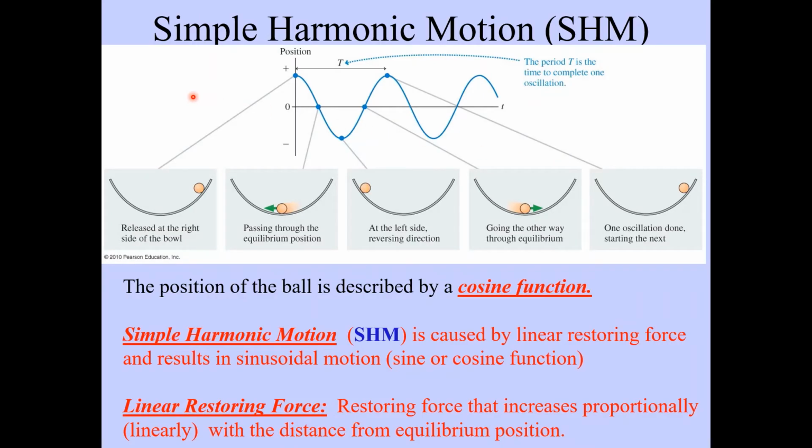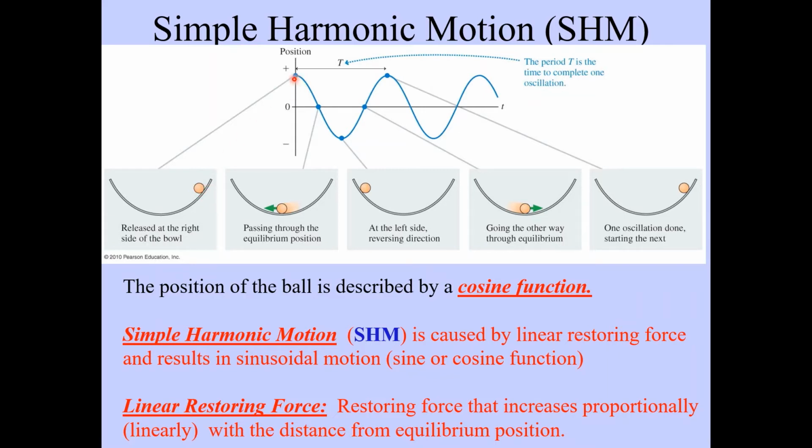Now, if we take our marble in the bowl and measure the distance, for example, in centimeters along this bowl, let's call the bottom here our origin, 0 centimeters. Then over to the right, let's call that a positive distance, and if the marble moves over to the left, we'll call that a negative distance. We're going to start with the marble over here on the right side and let it go.